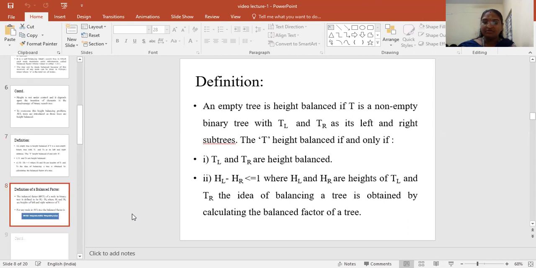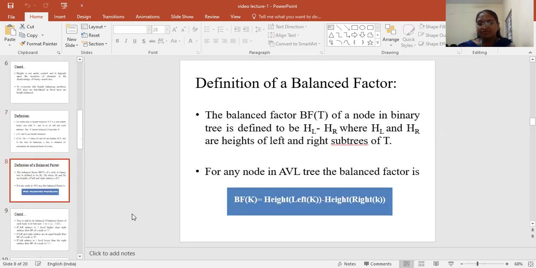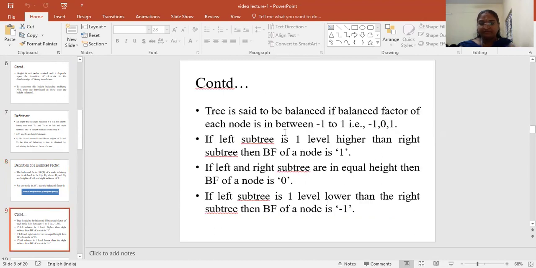Okay. Now, what is a balance factor? The balance factor of a node in a binary tree is defined as the height of the left subtree subtracted from the height of the right subtree. See, this is the balance factor formula. The balance factor of a node K is equal to the height of the left subtree minus the height of the right subtree, where a tree is said to be balanced if the balance factor ranges over -1, 0, and 1.